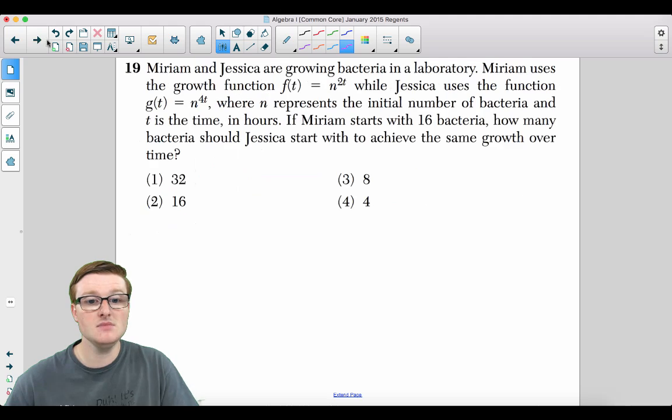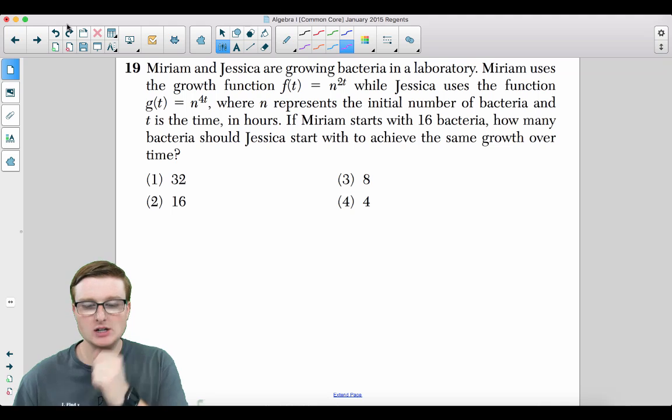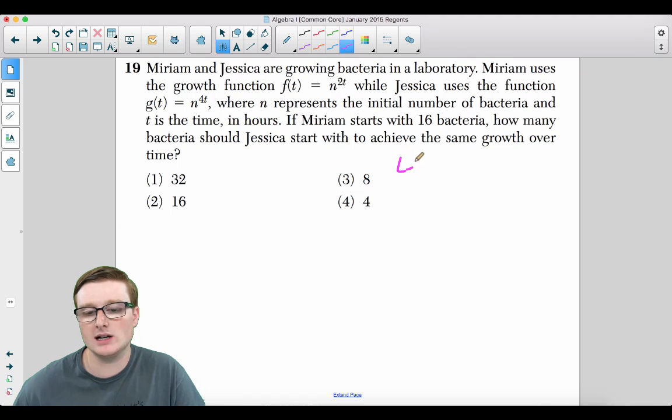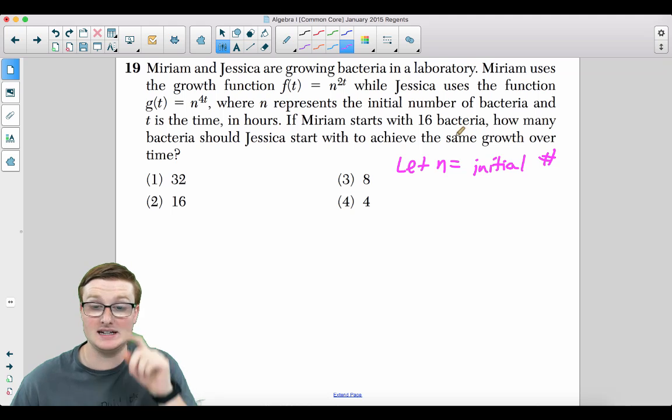Okay, moving on. 19. Miriam and Jessica are growing bacteria in a laboratory. Miriam uses the growth function f of t equals n raised to the 2t, while Jessica uses the function g of t equals n to the 4t, where n represents the initial number of bacteria and t is the time in hours. If Miriam starts with 16 bacteria, how many bacteria should Jessica start with to achieve the same growth over time? Okay, so here's what I'm going to say. I'm going to let n equal the initial number, meaning the initial number in this case has to be 16.